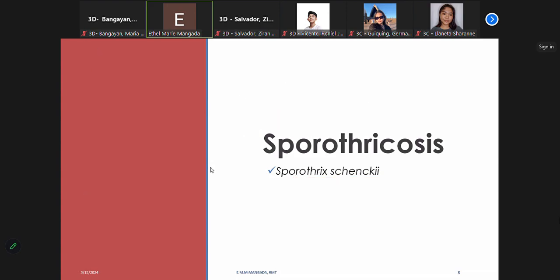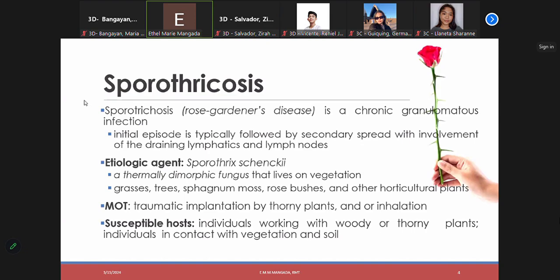Your sporotrichosis, guys, is also known as gardener's disease or rose gardener's disease. Again, it's characterized by chronic granulomatous infection that usually spreads, and sometimes it involves even your lymphatic system and the nodes.